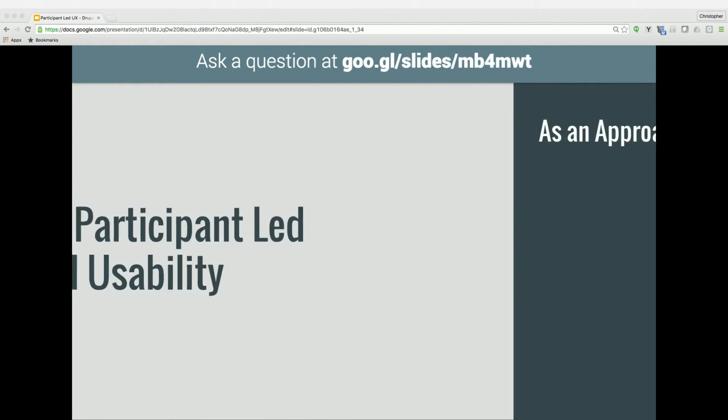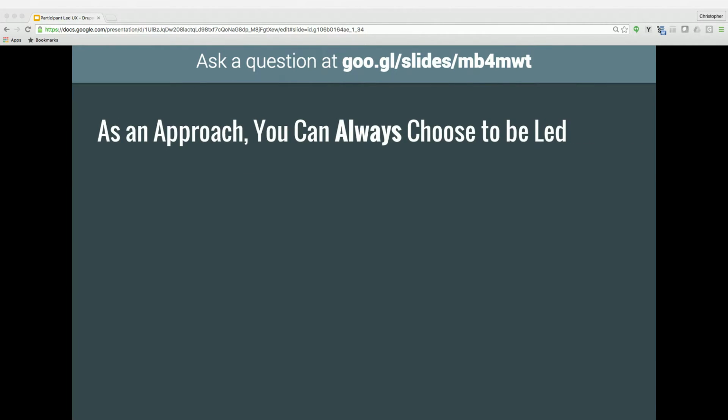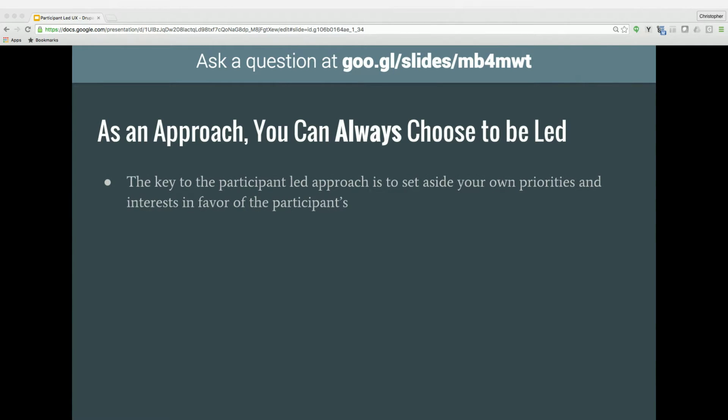So if we take participant-led beyond just the frame of usability, you can actually apply this approach in more exercises than just usability or user testing. The real key to the approach is that you set aside your preconceived notions and let that person tell you what their need set is. Now that's more dangerous in a testing environment than it is in an interview environment.